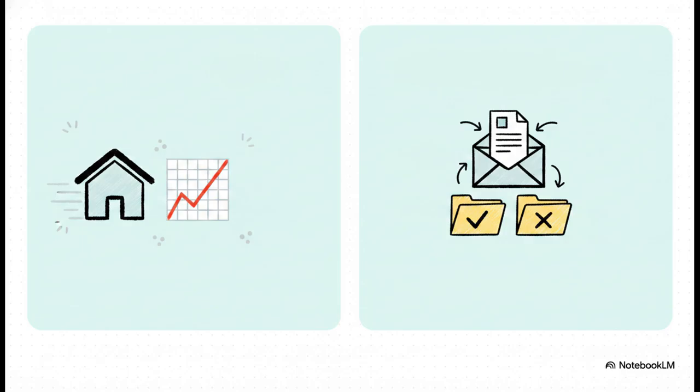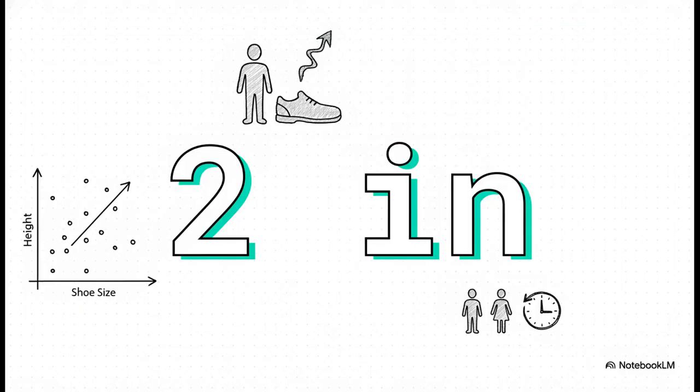But within supervised learning, you face a fork in the road. Are you predicting a continuous number or a specific category? Regression gives you the continuous number, like that house price. Classification, on the other hand, sorts things into distinct buckets, like filtering an incoming email as either spam or not spam. Let's talk about predicting a number first.